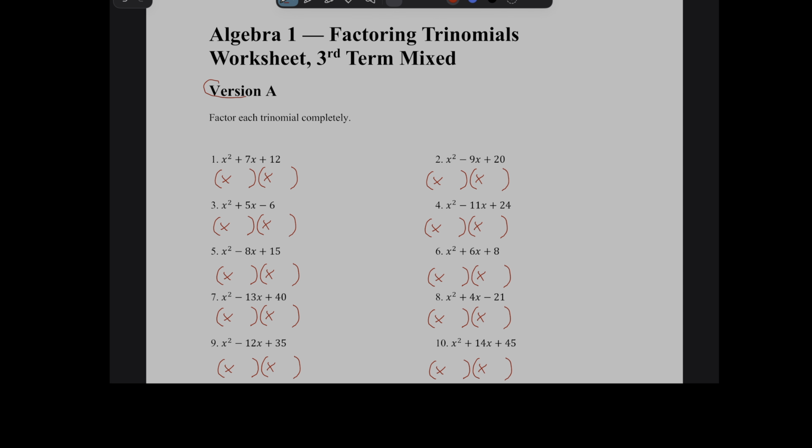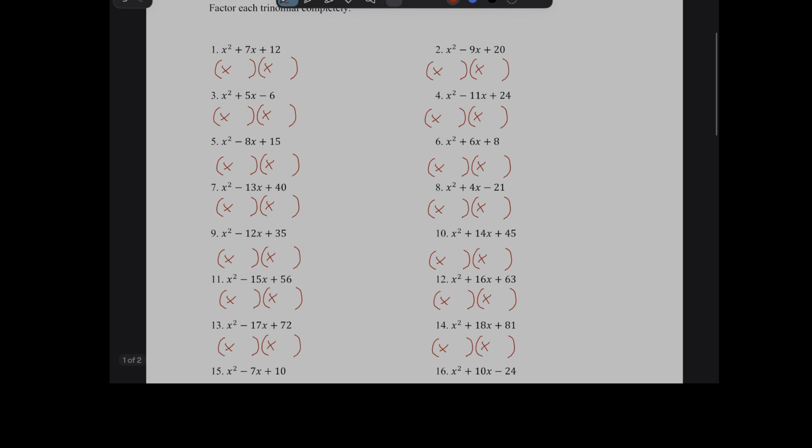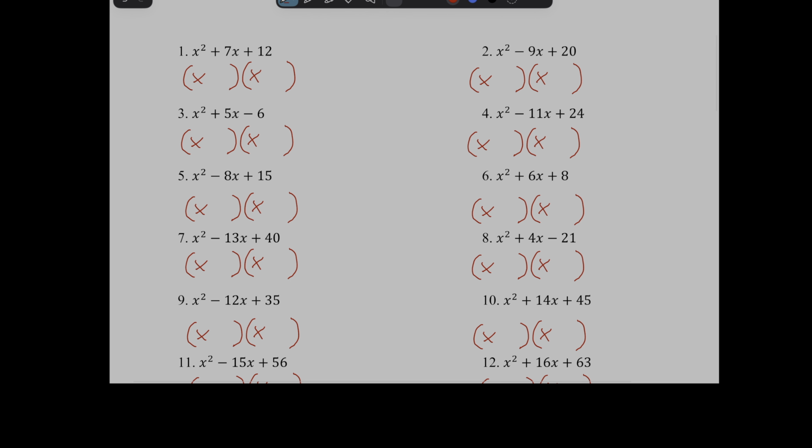This is version A. I'll go nice and slow and talk through it, and then in versions B and C, I'm going to go a lot faster. This is how I do my rules. The first one, third term positive, tells me three things. Number one, the signs are going to be the same, because remember, you need a plus plus or minus minus for it to multiply into a positive number. Now, which one? I don't know yet. Look at the middle number: it's positive, so it's going to be plus plus.